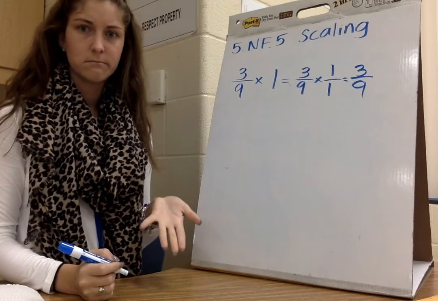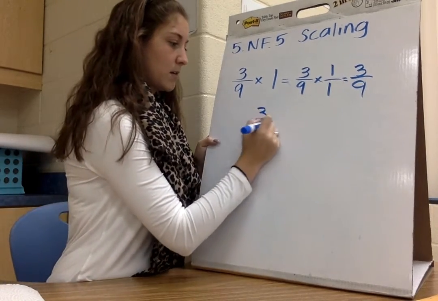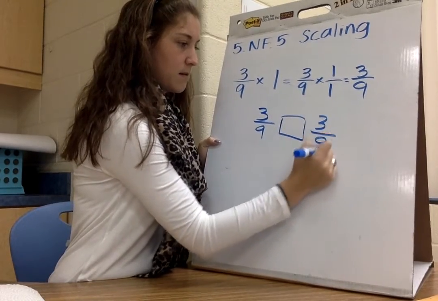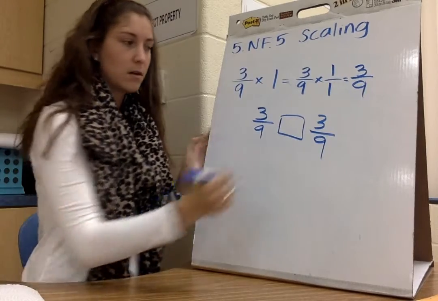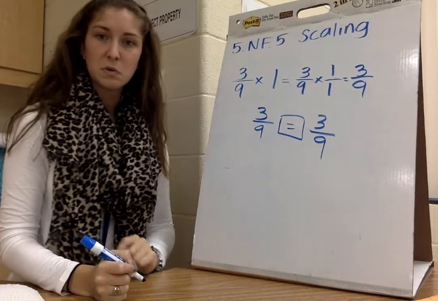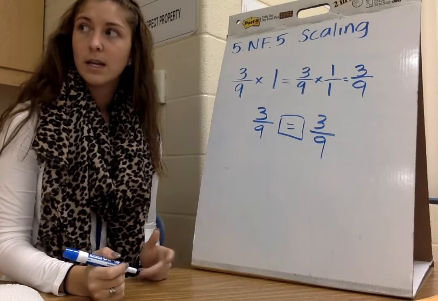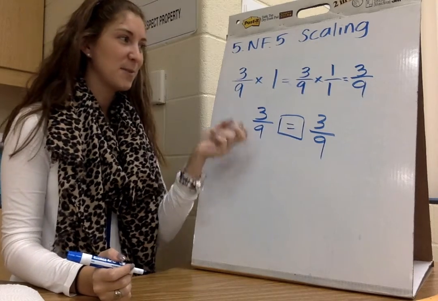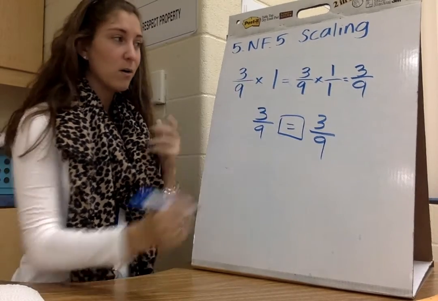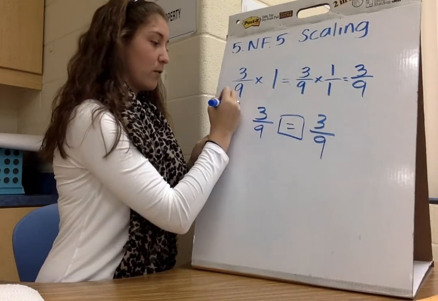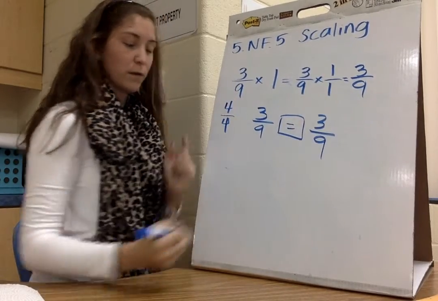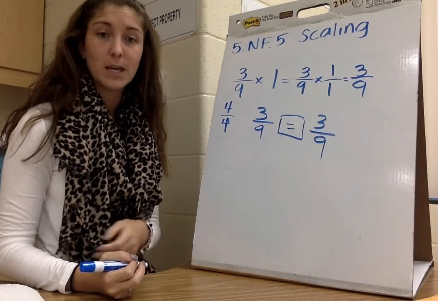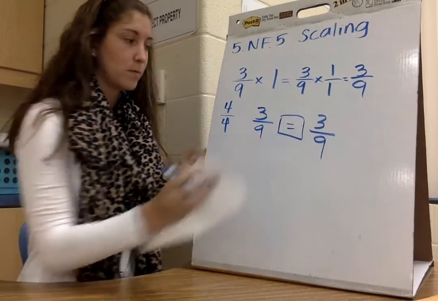Now, if I'm comparing 3/9 to 3/9, well, they're going to be equal. So anytime I multiply by a whole number or a fraction like 1/1 or 4/4, those two fractions are going to be equal.